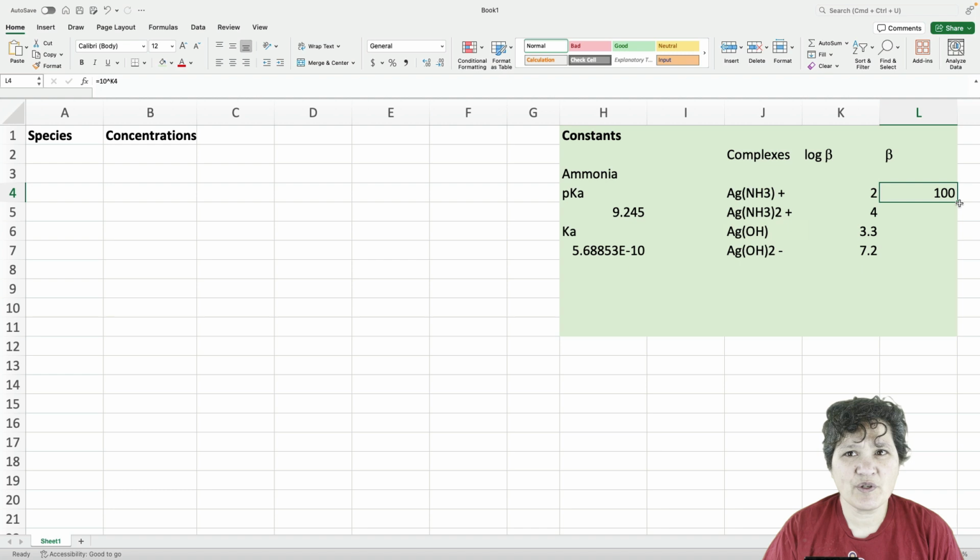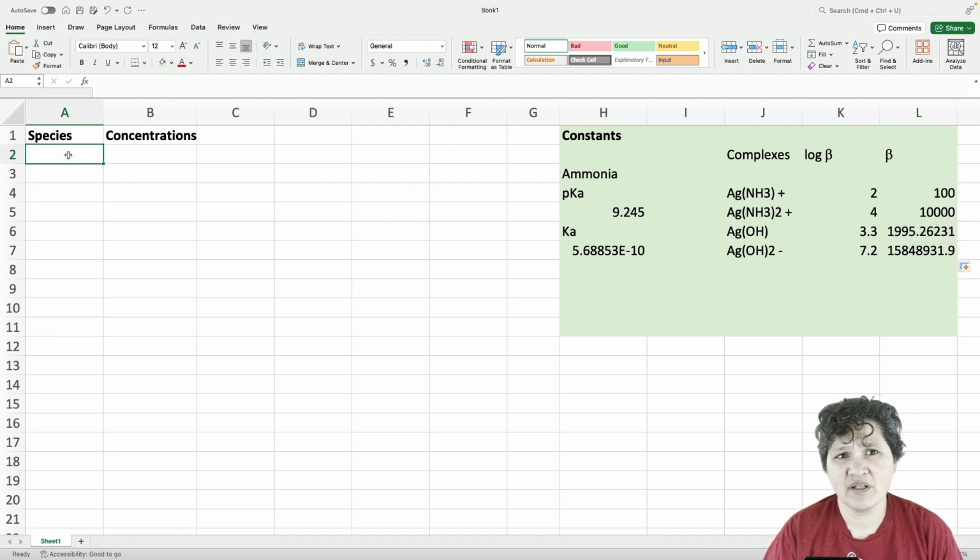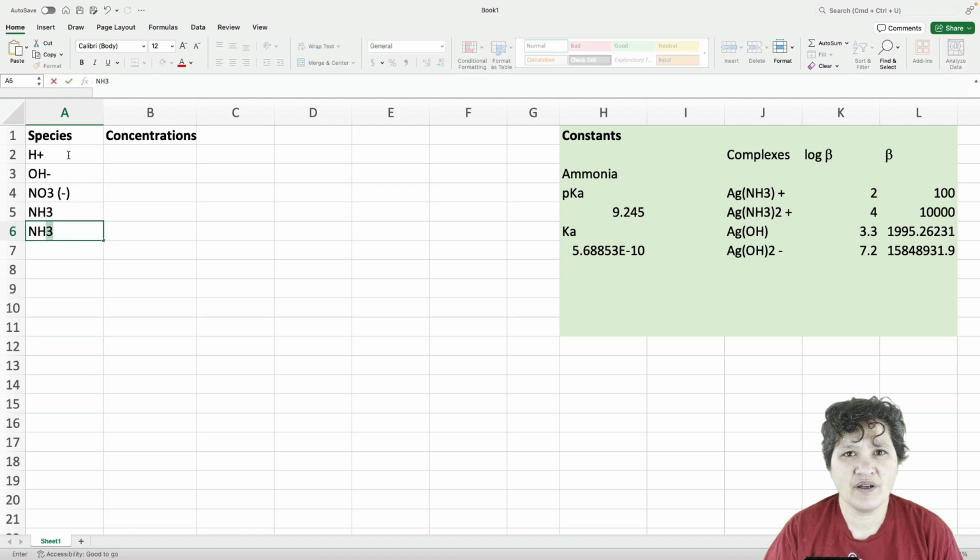Since that's going to be true for all of them, I can just take this cell and drag it down, and now we have all of our beta values. I'm going to put in the species now: H+, OH-, NO3-, NH3, NH4+, Ag+. There are ways to get these things super and subscripted, but I'm way too lazy to do them most of the time.